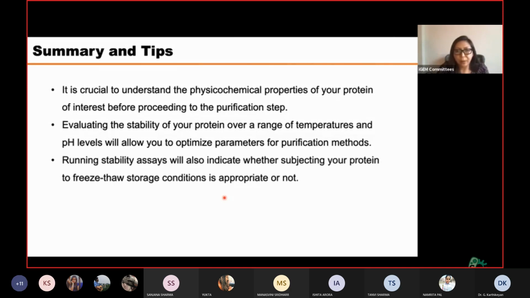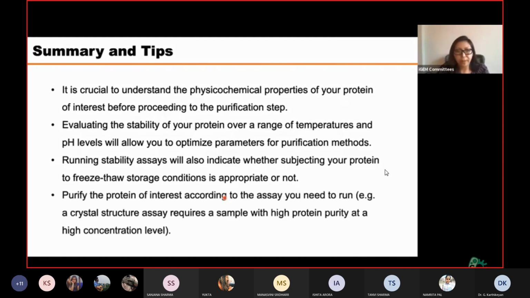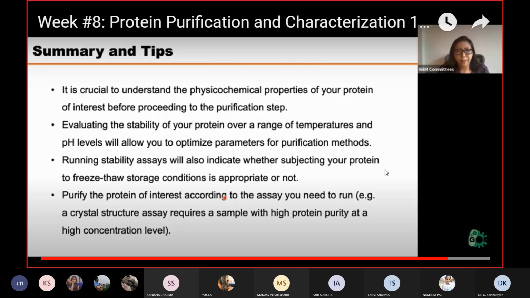Running stability assays will also indicate whether subjecting your protein to freeze storage condition is appropriate or not. So freeze-thaw is something that all of you must be aware of, right? Especially in the current COVID situation. Many times, these vaccines are shipped as one-time use. So an individual gets vaccinated and it's gone. But nowadays, 10 people have to be there in that place, and then they will take out this thing and start injecting, right? So it has become different.